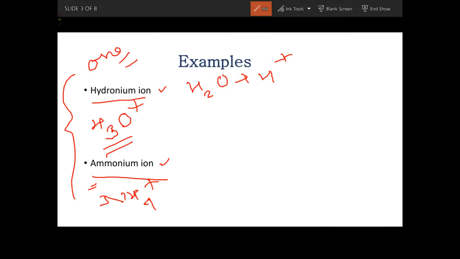Now water and H plus, these 2 will combine and give you H3O plus. Please focus here. H2O and H plus will combine and give you H3O plus. Am I clear? Now, how to show this in the exam if it comes?